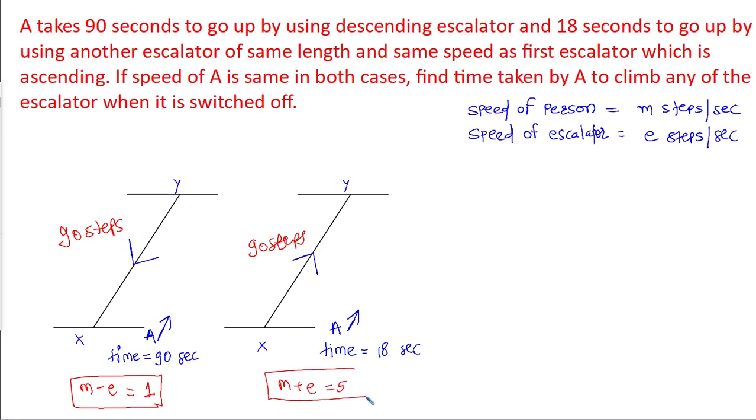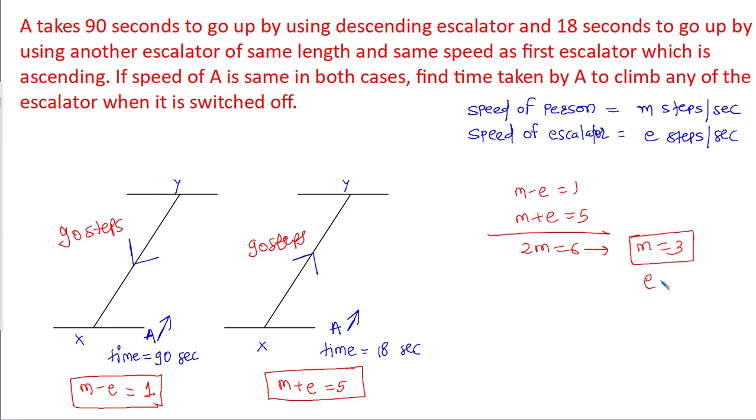Okay everyone, so over here we got two equations: m minus e is equal to 1 and m plus e is equal to 5. Let's add both equations. So we will get 2m is equal to 6 and m is equal to 3. Now we are supposed to put the escalator switched off, meaning the value of e is going to be 0, and the value of m is 3, meaning the speed of the man is 3 steps per second.